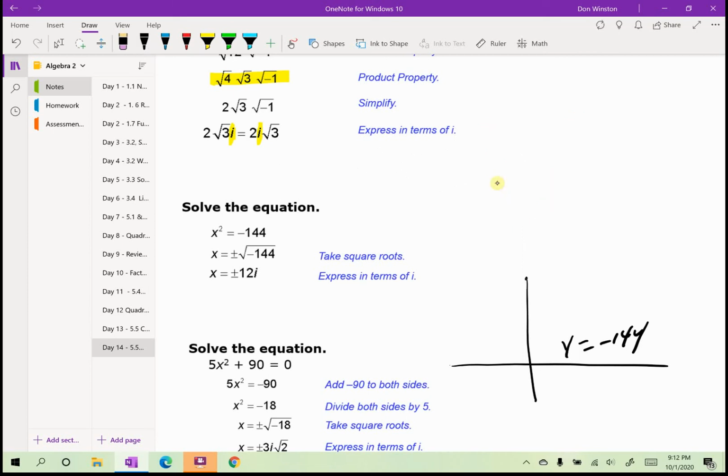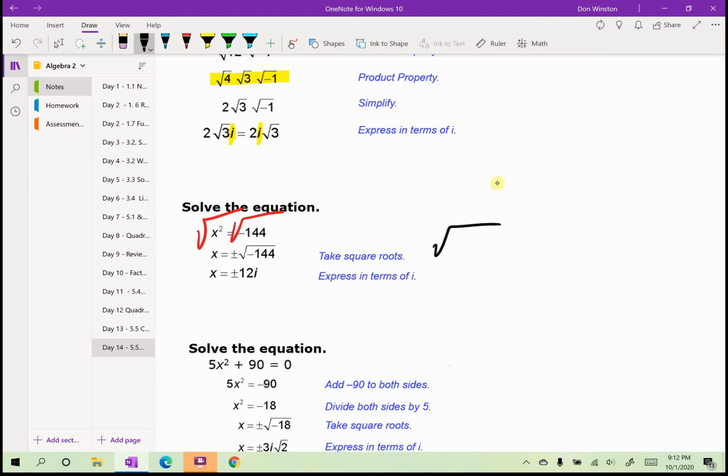So we'll have imaginary roots. Here we take the square root of both sides, and we get x is equal to plus or minus the square root of negative 144. The square root of negative 144, you break that up, that's the square root of 144 times the square root of negative 1, plus or minus, and that's just plus or minus 12i.